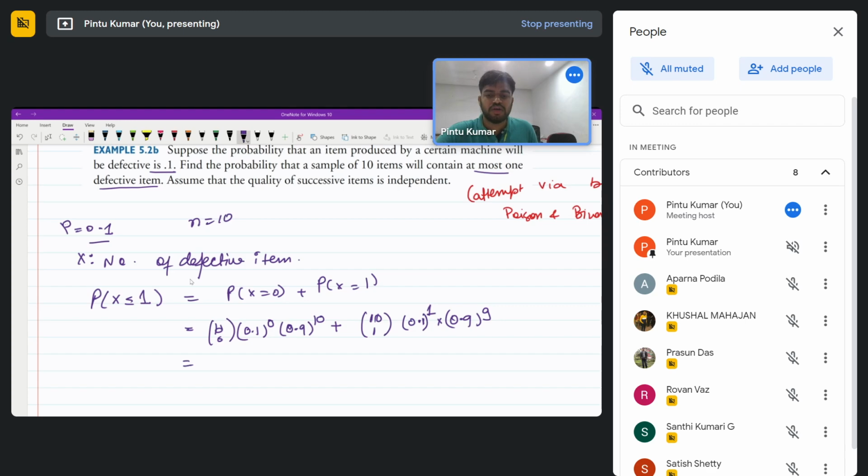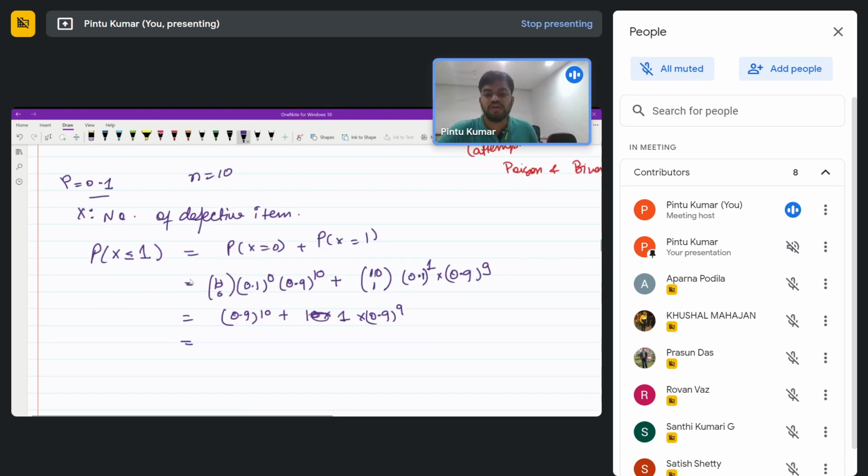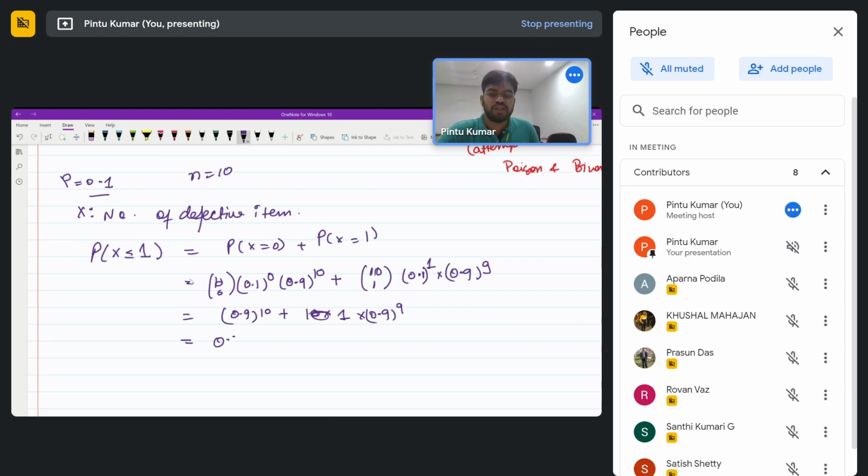So this is 0.9 to the power 10 plus 10 into 0.1, which is again 1, into 0.9 to the power 9. So you get this equal to, I'm using a calculator over here, you can calculate it. I think you should get something like 0.7361.